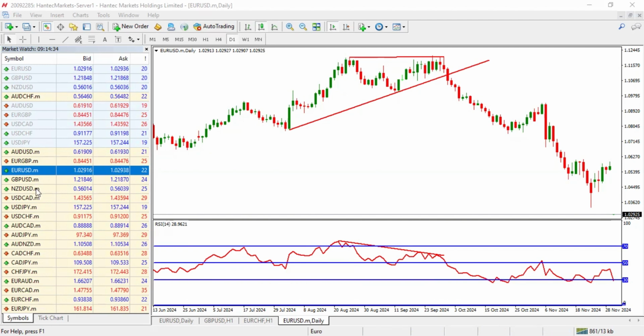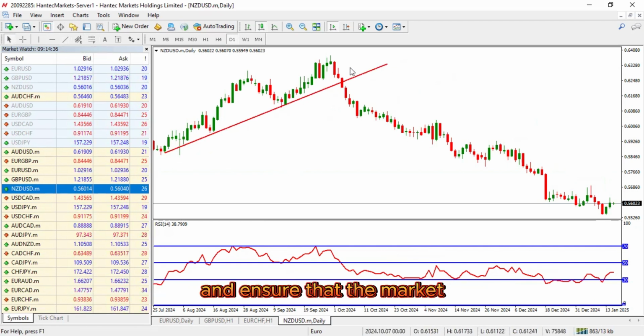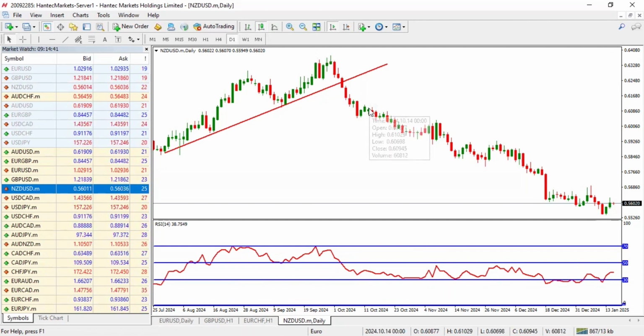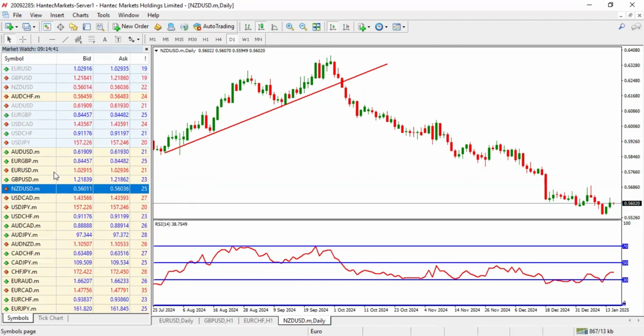Let's look at NZD USD. In NZD USD, the same entry criteria is applicable. After spotting the divergence, the first thing we are supposed to do is put a trend line and ensure that the market breaks and closes below the trend line. After that, we take entry at the close of the candle. If you don't take entry here, then you take entry at the next candle and you put your stop loss above the resistance and trail your take profit, or you put your take profit like 2x of your stop loss, and that is it. Let's look at one more example, USD CAD.